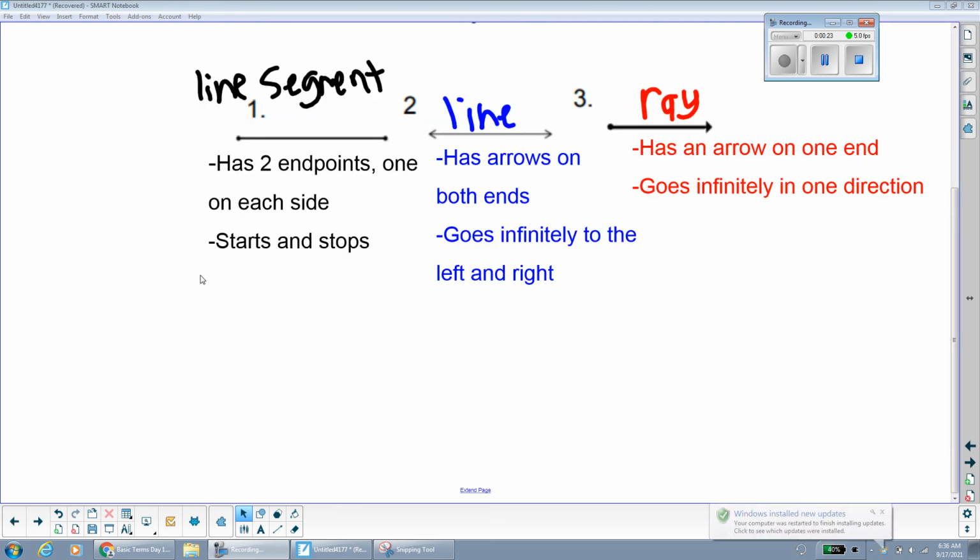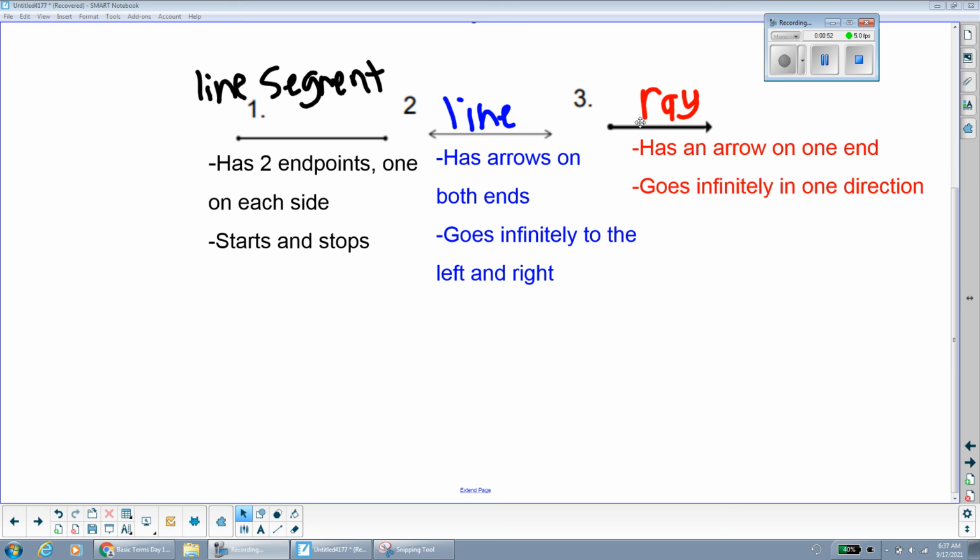The first geometric object we have here is a line segment. You might have seen that it has two endpoints, one on each side. It seems to start and stop at a certain point. The second geometric object here is called a line. It has arrows on both ends and it goes infinitely to both the left and the right. It extends infinitely forever in both directions. That's what the arrows mean.